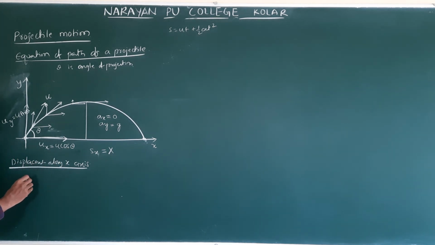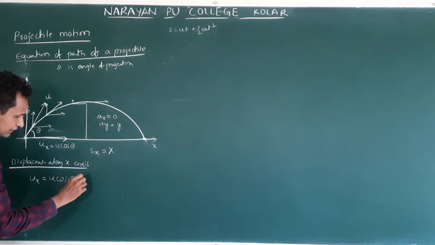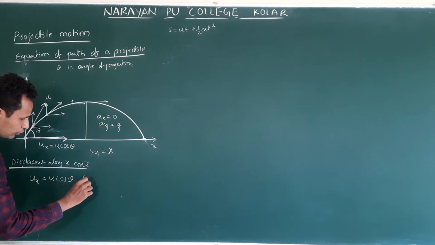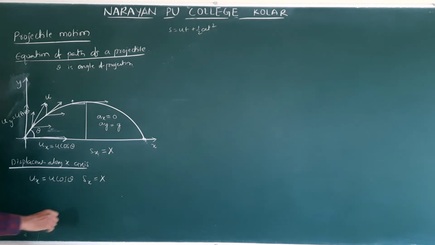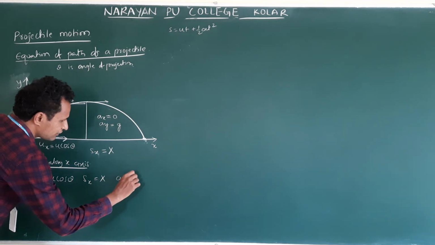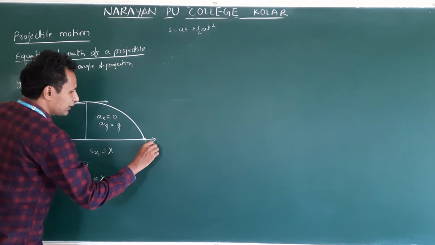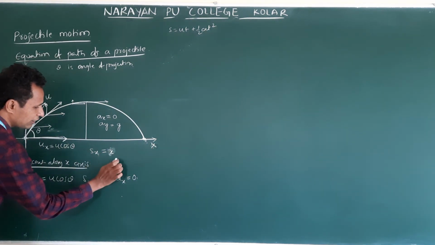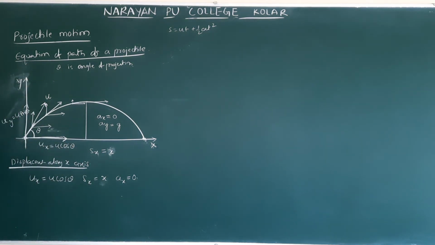What do we know? Ux, the initial velocity along the x direction, is u cos theta. The displacement along the x direction, take it as x. Clear? And acceleration along the x direction is equal to 0. Or if this is capital X, then take this as small x to avoid confusion, and this you take as capital Y. Clear? And now what is the Sx equation?